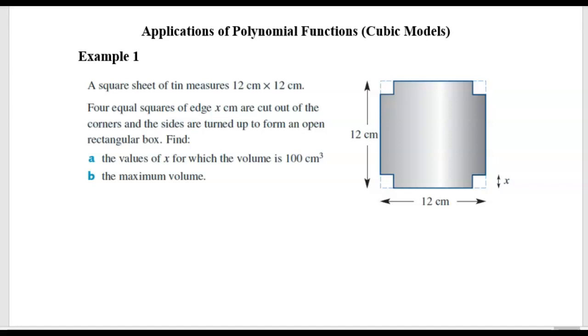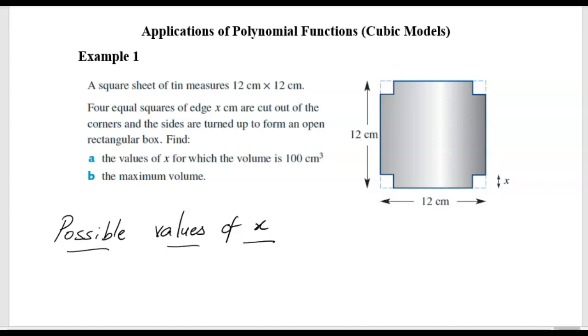What they've suggested is that we cut 4 equal squares of x centimeters from each of the 4 corners to form this rectangular open box. The first question we have to think about in this particular case is, what are all the possible values of x? That's going to be our first question before we even get started.